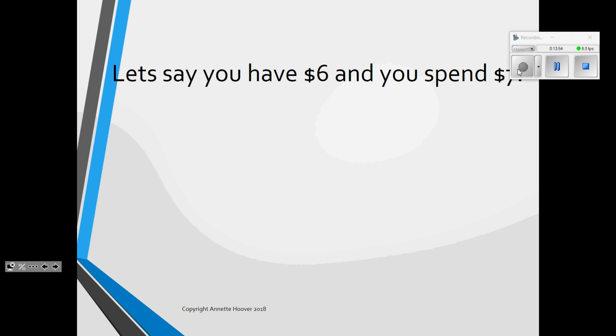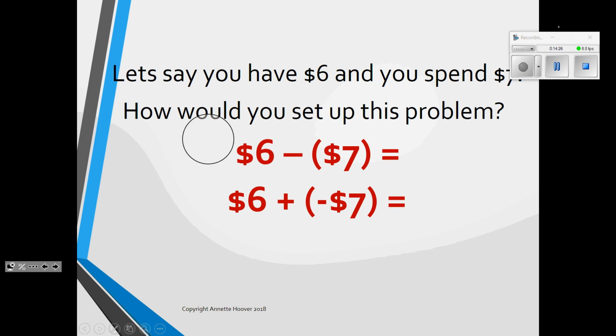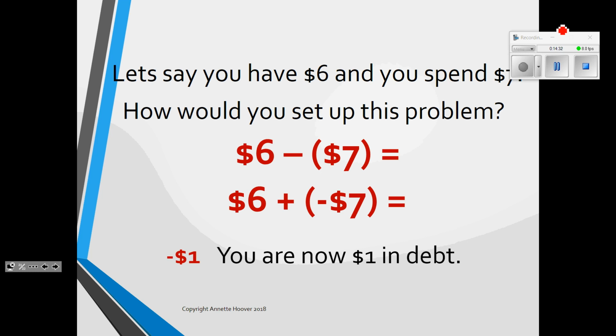All right, let's say you have $6 and you spend, it looks like $7. If you have $6 and you spend $7, well, if you add the opposite, now you have a positive 6 and a negative 7, you would now be $1 in the hole. Because you spent more than you had, so now you are $1 in debt. Negatives mean you're in debt. Not a good thing.